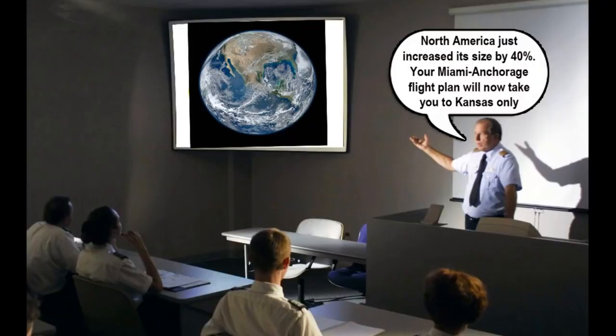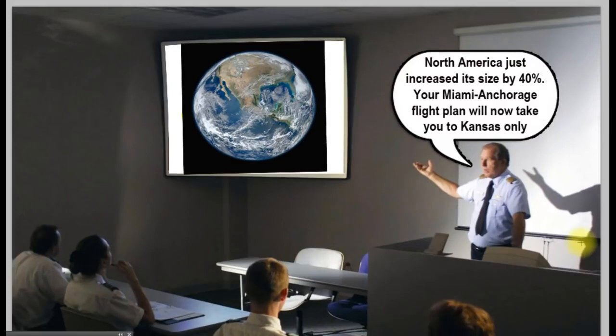But now, guys, everything is calculated on a flat Earth map and converted to globe Earth data. Now, this is supposed to be funny, guys, but actually it's not. You see here, pilots get a briefing. There is another pilot here, a captain, showing something on a screen, and I have here NASA's Blue Marble. North America just increased its size by 40%. Our Miami Anchorage flight plan will now take you to Kansas only. So this is supposed to be funny. But take a look at this.